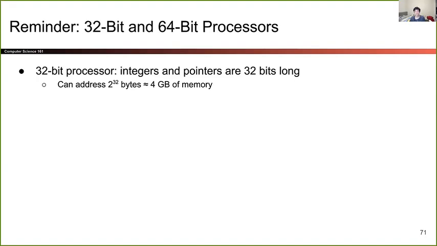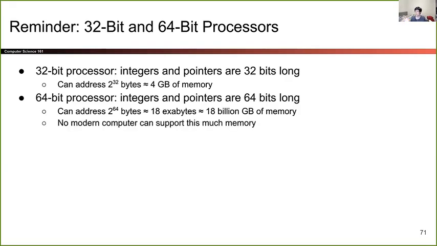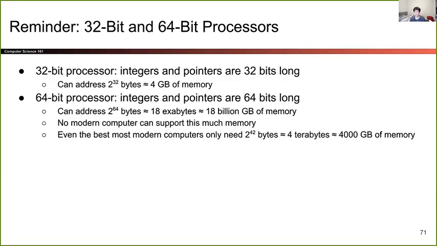In a 32-bit processor, remember that the integers and pointers are 32 bits long, and we can only address 4 gigabytes of memory. But on a 64-bit processor, in theory, if we had 64 bits, we can address 18 billion gigabytes of memory. That is too much. My computer does not have that memory. I don't think that much memory exists in the world right now. Maybe it does, I'm not sure. But even the best modern computers only really need 2 to the 42 bytes nowadays, which is 4 terabytes, which is still unfathomable for me, but maybe in the realm of possibility.